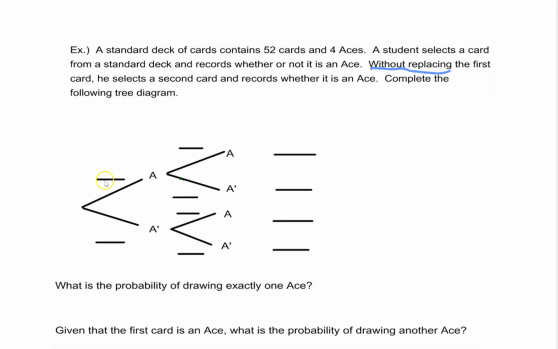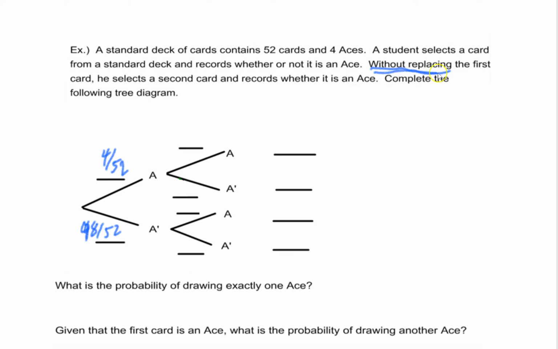So first, he picks a card. It's either ace or not ace. Odds of it being an ace, well, there's 4 aces out of 52. Odds of it not being an ace will be the rest, right? The complement of that. So that's why we put A and then not A. It will be the rest of it, 48 out of 52. So we do it again, right?